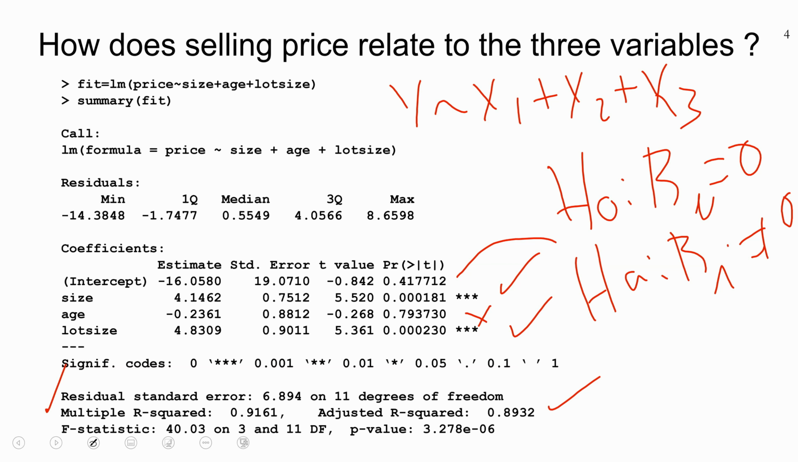So individually, you can go down here and determine what you need, what you don't need. Essentially, if you see stars on the right-hand side, you need it in the model. That means you're going to reject that the coefficient's 0. It's not 0. You need it in the model. If you don't see stars, you don't need it in the model.